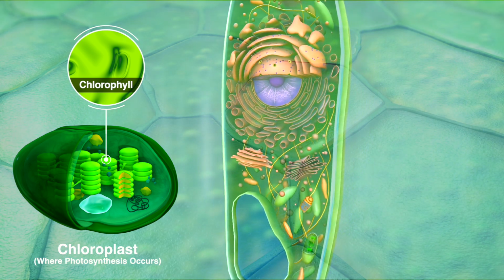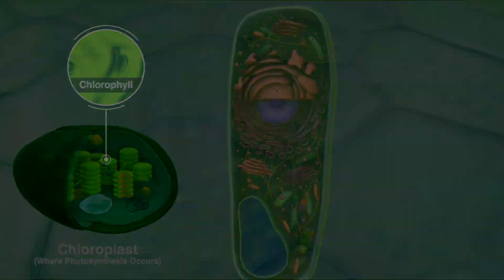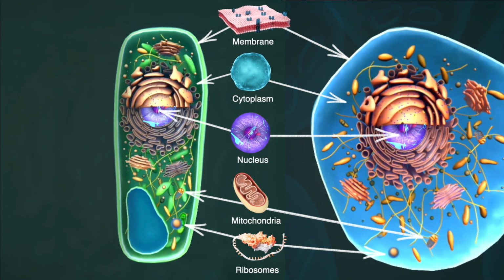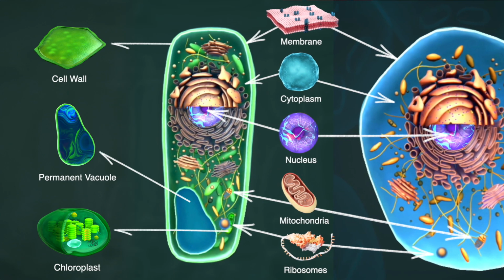In summary, we've completed our comparison of plant and animal cells, highlighting both their similarities and key differences. To conclude, refer to this diagram, which illustrates the structures they share and the additional components unique to plant cells.